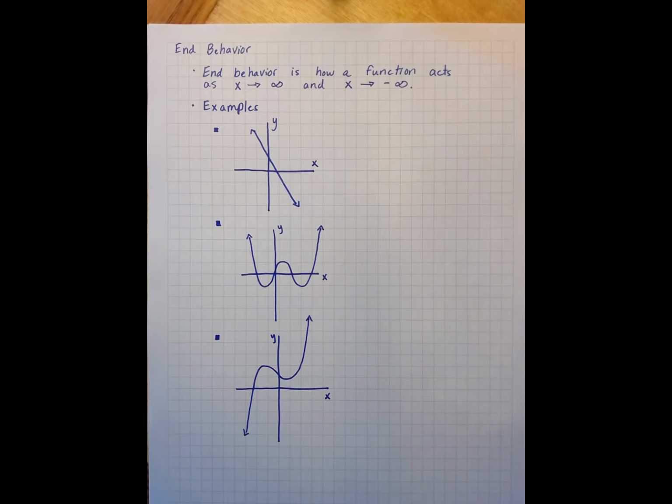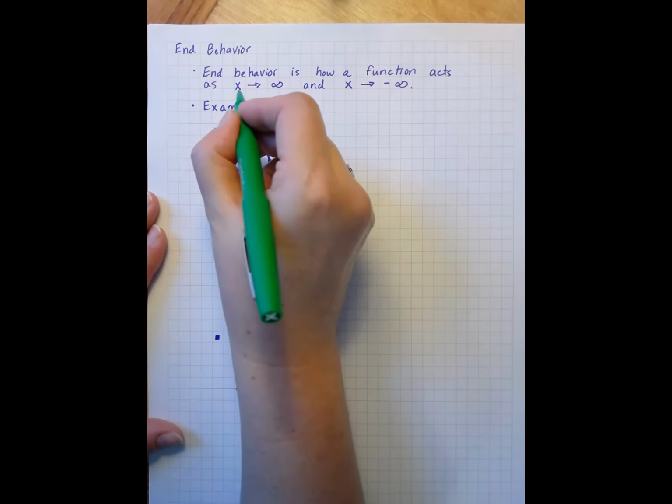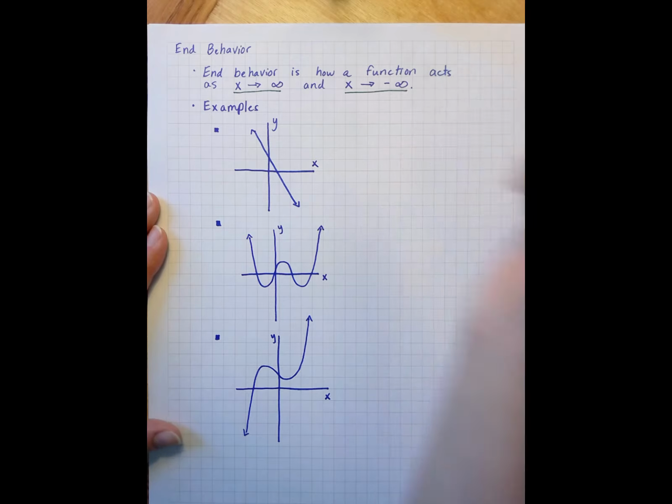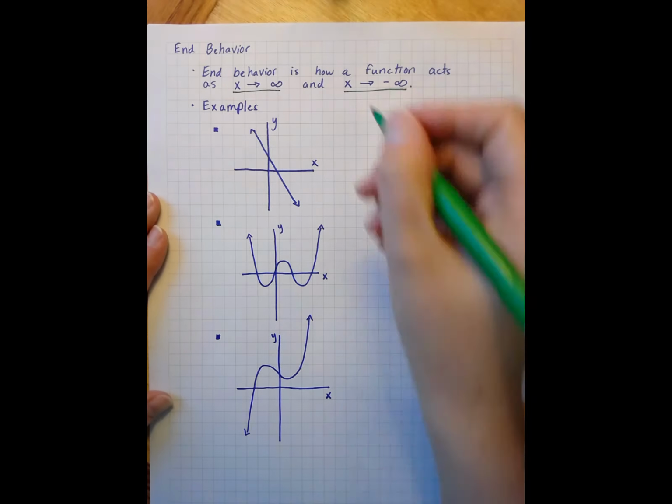In Math 1 and Math 2, we talked about end behavior. We didn't have as formal of a language as we're going to use in Math 3, but we did talk about it. Did the graph go up forever? Did it go down forever? Where did it go as x increased or decreased? In Math 3, we're putting a formal notation to that, and we're saying as x goes to infinity and as x goes to negative infinity.